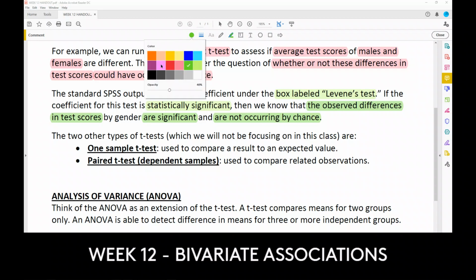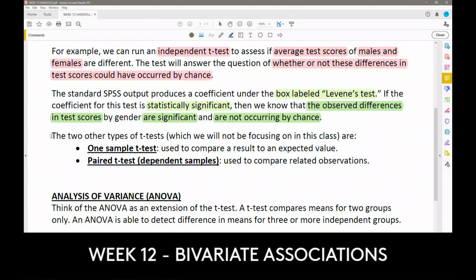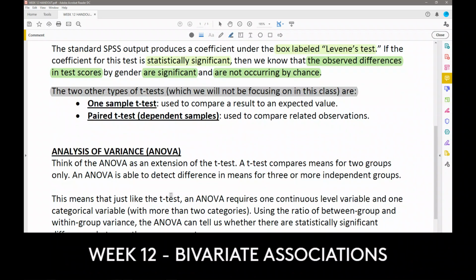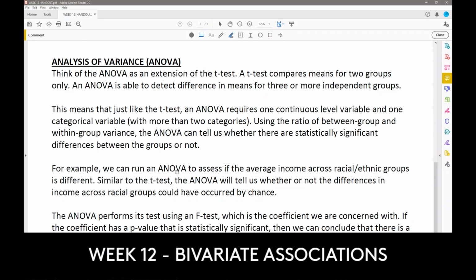All right, so that's a quick run through of the t-test. Here is information on the other types of t-tests, which again, we will not be covering in this class, but feel free to look it up if you're curious. Okay. Now this second part is going to cover the analysis of variance, also called the Anova.